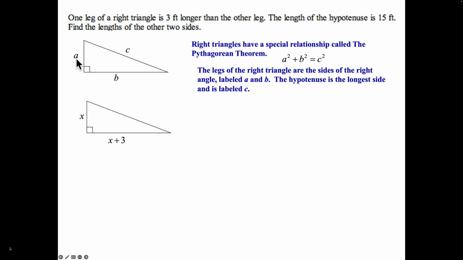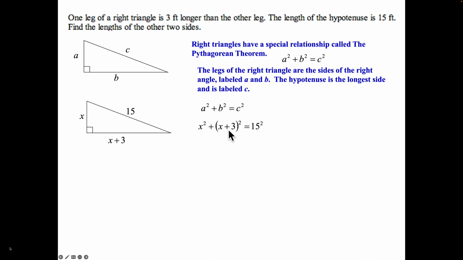So B is going to be, I could say A plus 3, but if you want to use variable x's, you can change them all to x's. You could use these variables. It doesn't matter. So if we call the short leg x, because that's the one we don't know anything about, the longer leg is x plus 3, and then your hypotenuse is the 15. So plugging those into your Pythagorean theorem, x squared plus (x plus 3) squared equals 15 squared.